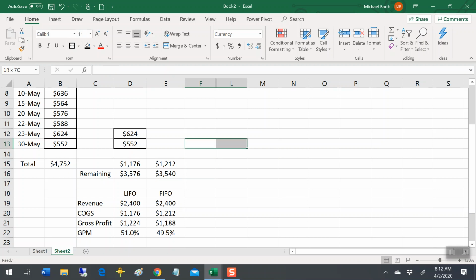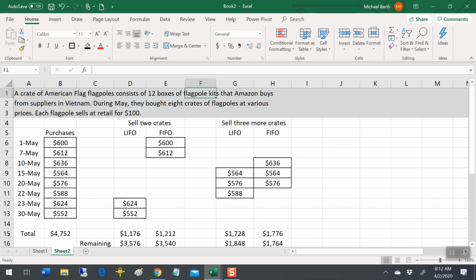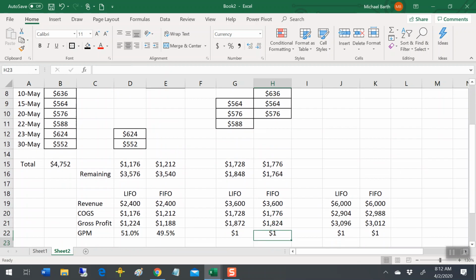Let's say now they go out there and sell some more. The next 3 crates, they would pick the next 3 crates from this 3 going LIFO. They're going last in, first out. And from FIFO, they would be the first 2 they sold, and then they sold the next 3. All right. So again, you get a different number in there.